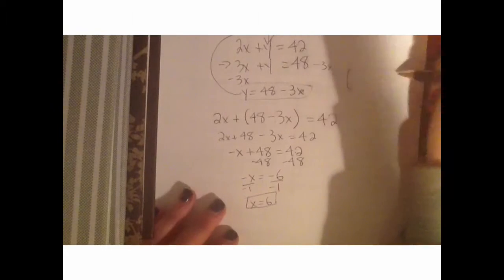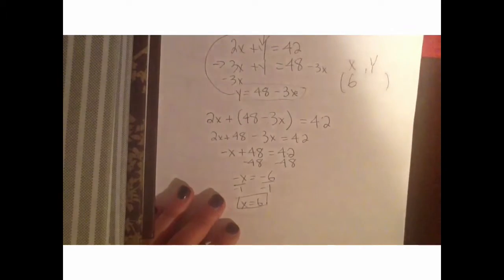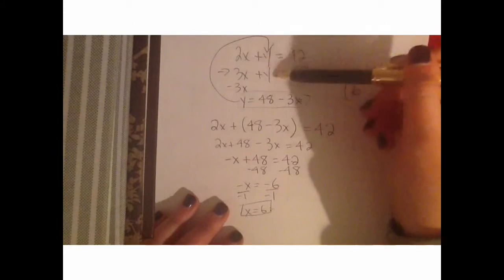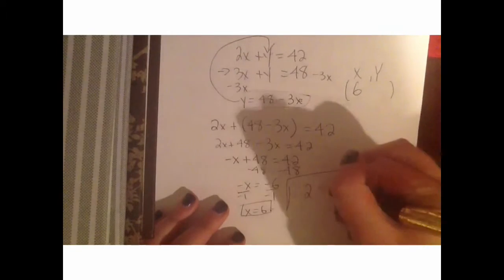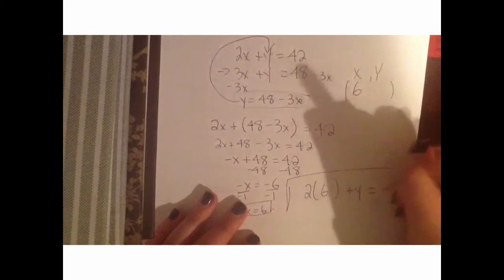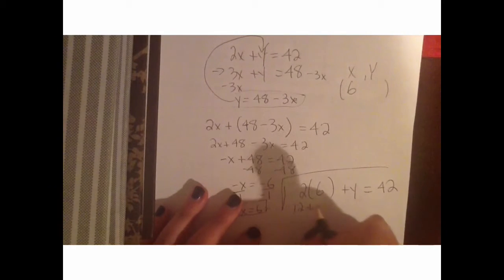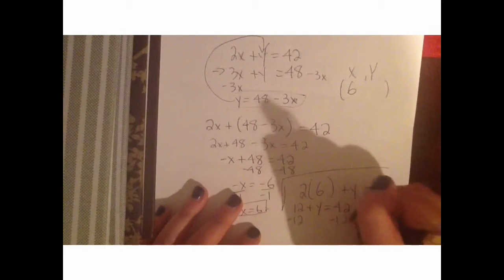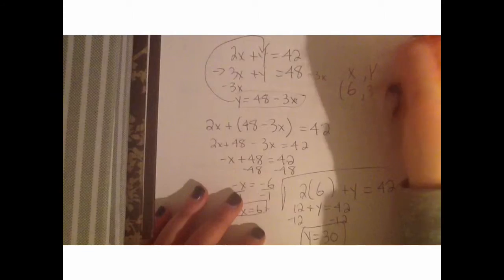So for my solution set of x and y, I already have half of it. I already know that x equals 6. Now I need to figure out y. So I'm going to take x equals 6 and plug it in to one of my original equations. Stay with me. We'll just do the first one. I do 2 times, in parentheses, because I'm substituting in for x, 6, plus y equals 42. Now, 2 times 6 is 12. I didn't use my y, so I'm going to bring it down, equals 42. If I subtract 12 from both sides, I'm left with y equals 30. So my solution set here is 6 and 30.